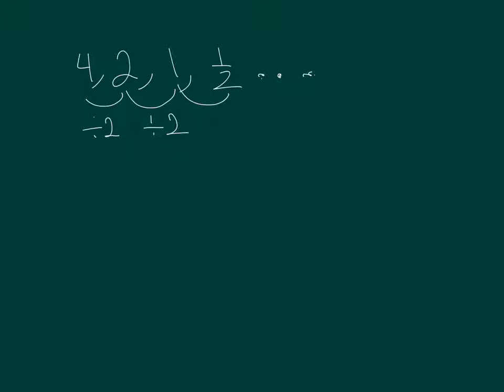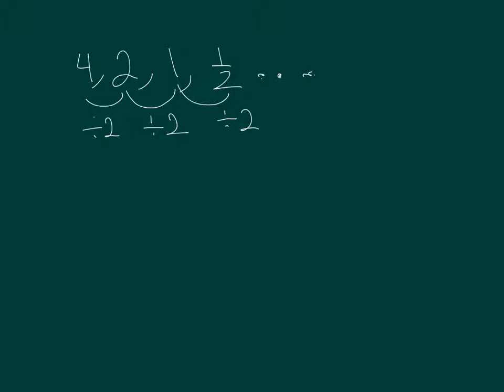Okay, if we have the sequence 4, 2, 1, 1/2, etc., and we examine this one, we notice that when we go from 4 to 2, we're dividing by 2. When we go from 2 to 1, we're dividing by 2. When we go from 1 to 1/2, we're dividing by 2.